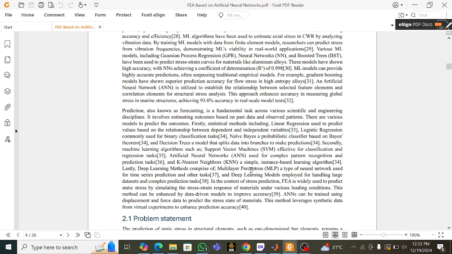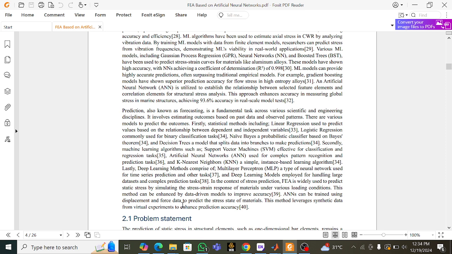So there are two main types of prediction method. The first one is statistical method. The second one is machine learning method. So I will use the machine learning method because of its flexibility and accuracy. In machine learning methods, we have the support vector machine, effective for classification and regression tasks, artificial neural network used for complex pattern recognition and prediction tasks, and k nearest neighbor, a simple instance-based learning algorithm.